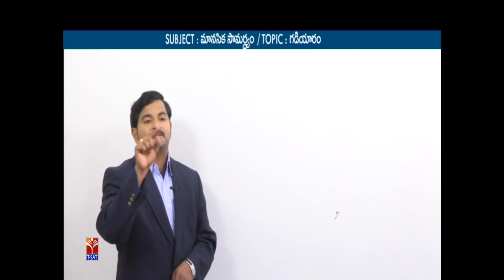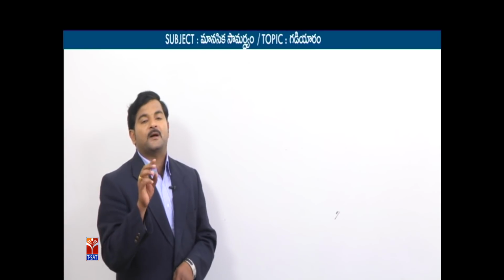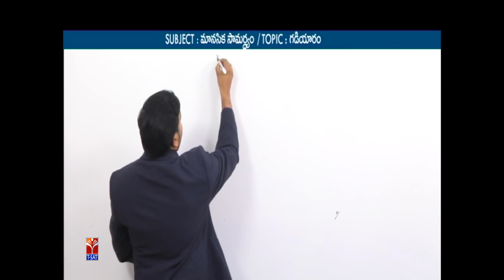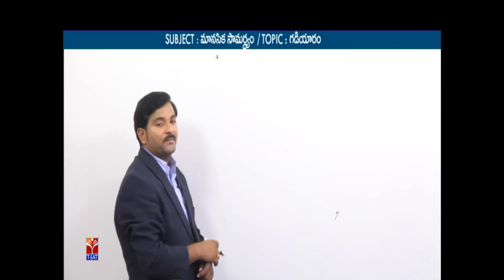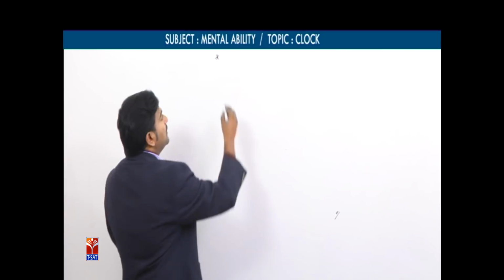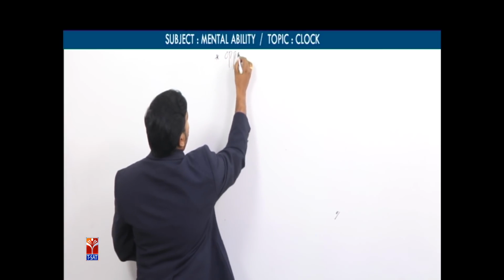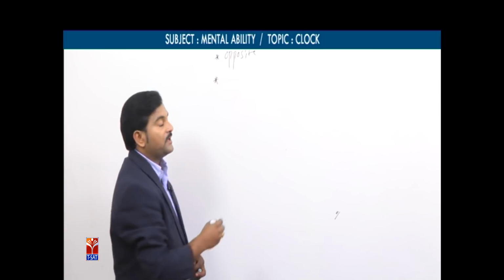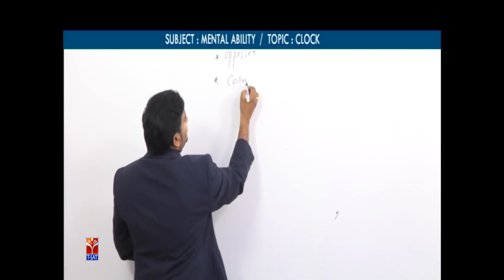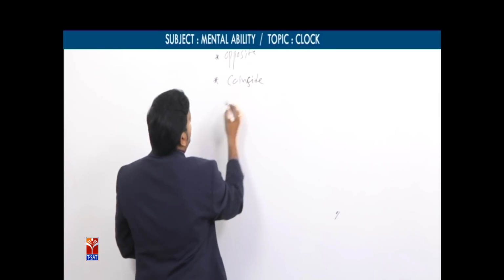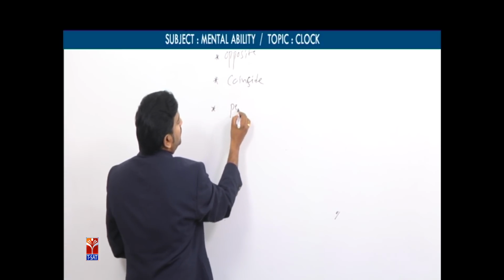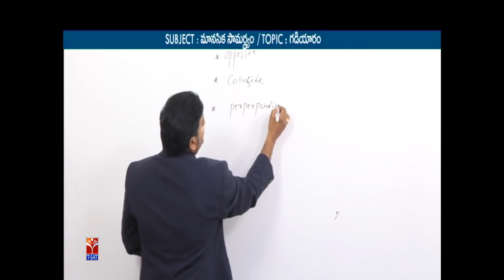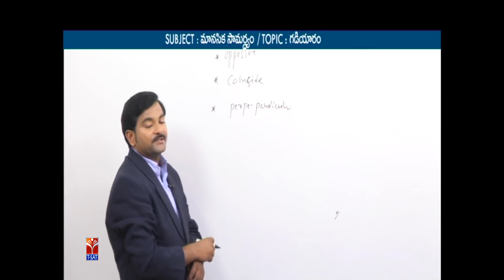When the hands are rotating in the clock, we come across the following 3 conditions. Let's say condition number 1 is the 2 hands may be opposite to each other. And the second point is the 2 hands may coincide at some other time, and the 2 hands may be perpendicular to each other. So these are the 3 conditions.